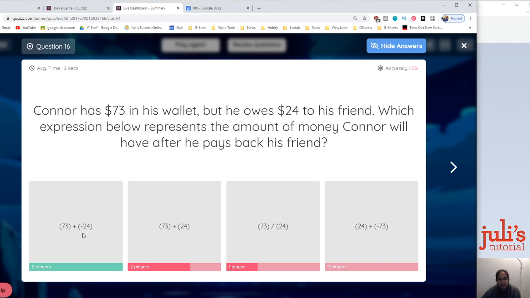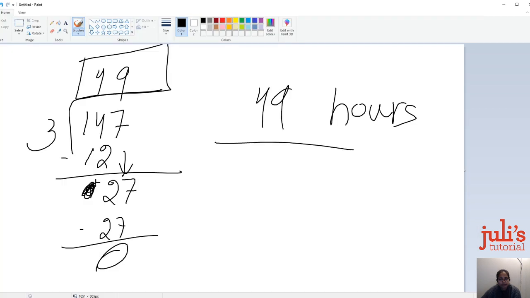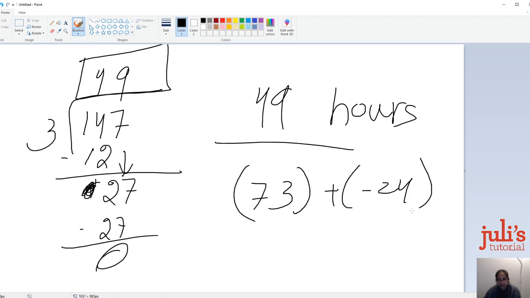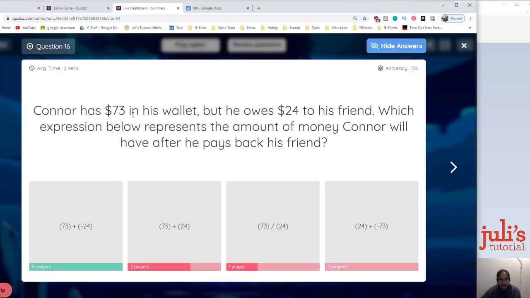See, even though it has an addition sign, because of the negative here, this would turn into negative. So when I wrote 73 plus negative 24, it's just going to be 73 minus 24. And that's what you need to find in this one, because he had $73 and then he gave away 24. So it's 73 minus 24.